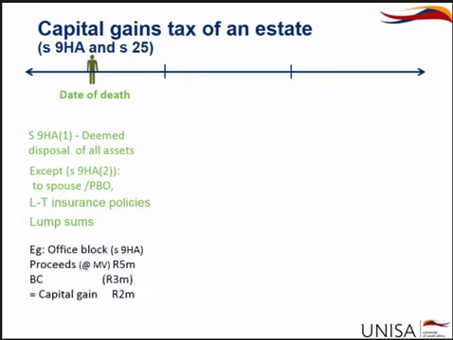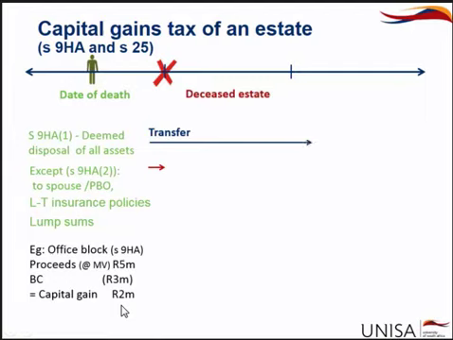If we have an asset in the deceased estate, an office block, which has a base cost of 3 million, at the date that the person passed away we need to know what the proceeds are, and they will be deemed to have disposed of it for an amount equal to market value. Therefore, in this person's last tax return, they would have a capital gain of 2 million on this asset, as they were deemed to have disposed of it.